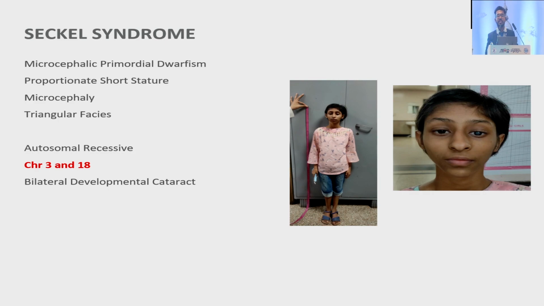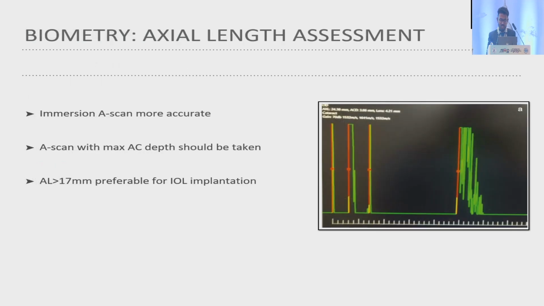Now, once we have looked at the systemic features and we have done a visual acuity assessment along with an ocular examination, we move forward to our operative planning. And again, the cornerstone of operative planning is the biometry. Now, axial length assessment in these children can be really challenging, and more so because there is a high rapid growth during the initial age.